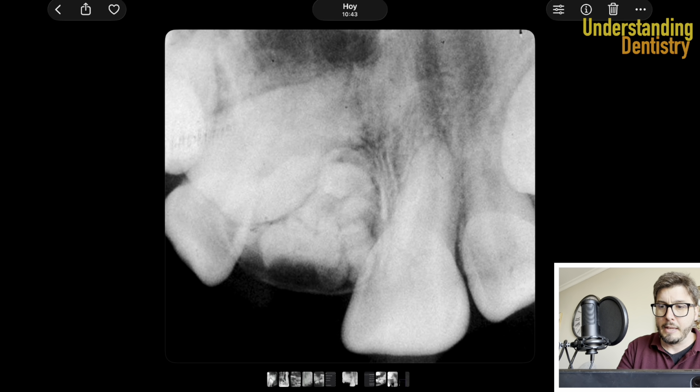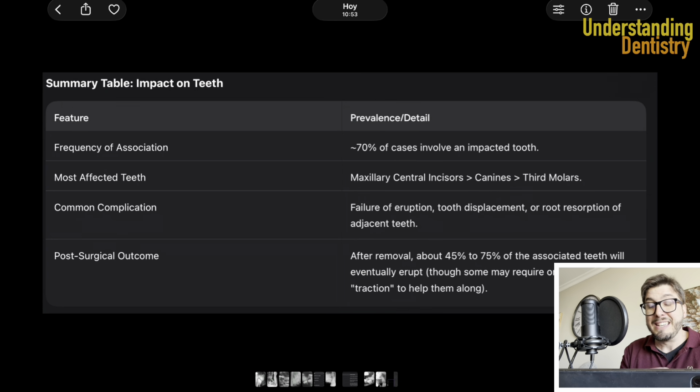Very good. And now look at this table. 70% of the cases, as I told you, involve an impacted tooth. It's sometimes even more. Now, the most affected teeth are the anterior teeth of the maxilla, because the compound odontoma is more common than the complex odontoma. Okay, the complex odontoma can happen also with maxillary molars as well. It's just more common for the mandible.